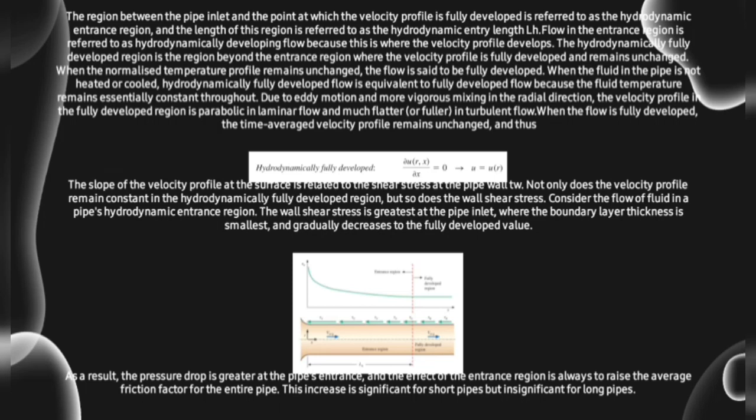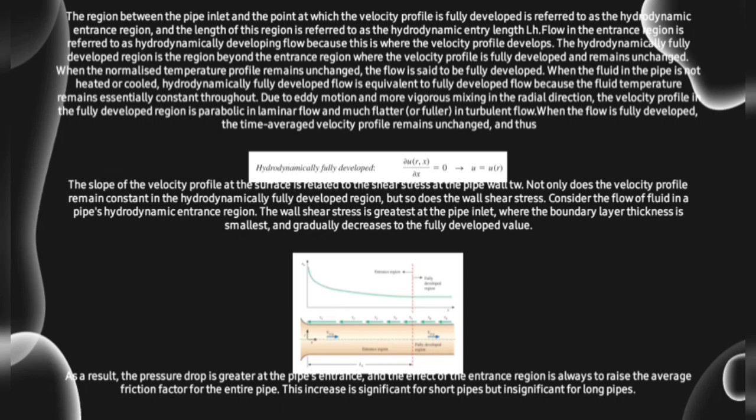The hydrodynamic fully developed region is the region beyond the entrance region where the velocity profile is fully developed and remains unchanged. When the normalized temperature profile remains unchanged, the flow is said to be thermally fully developed. When the fluid in the pipe is not heated or cooled, hydrodynamic fully developed flow is equivalent to fully developed flow because the fluid temperature remains essentially constant throughout. Due to eddy motion and more vigorous mixing in the radial direction, the velocity profile in the fully developed region is parabolic in laminar flow and much flatter in turbulent flow.